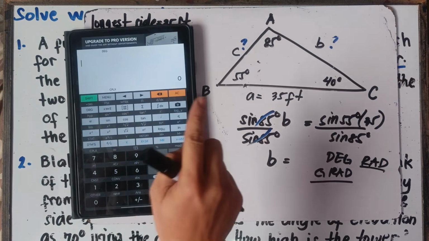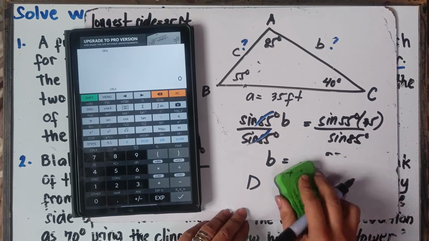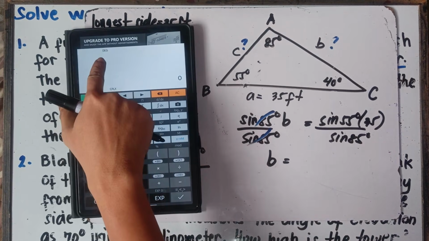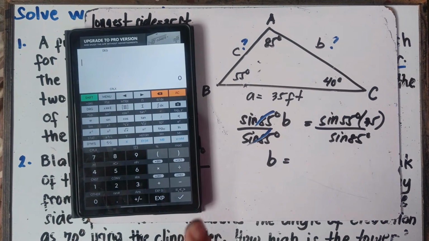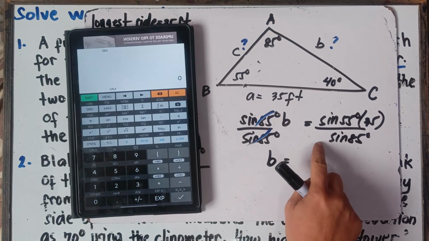Make sure that on your calculator, class, you will see the letter D. It means degree. Okay, remember that one, class. In your calculator, make sure you will have degree. The mode, class, is degree. You will see the capital letter D in your calculator. So we change the mode to degree, and then simply use your calculator.